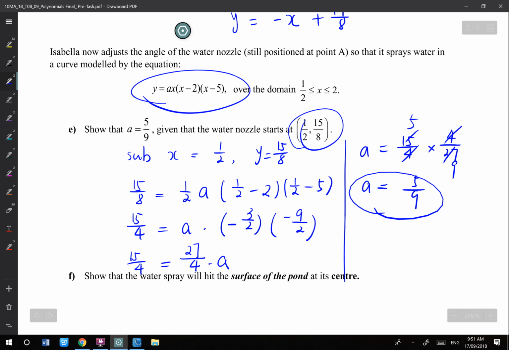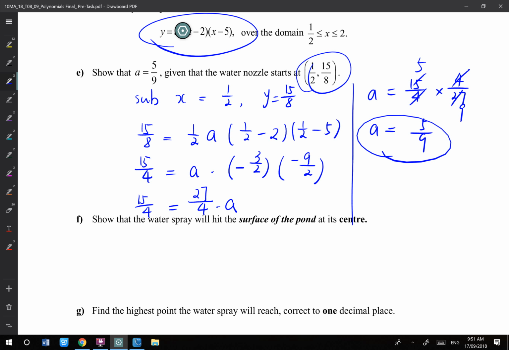This is a 'show that' question. A 'show that' question is the same as 'find a'. Show that a equals 5 over 9 is the same as work out what a is, and you know what your answer should be. So 'show that' doesn't mean you can use the a directly. You still can't touch this a, but you need to use your own way to find out what a is. The only difference is you know what the answer should be. In the end, your last line should give a equals 5 over 9. Okay, I have a here.